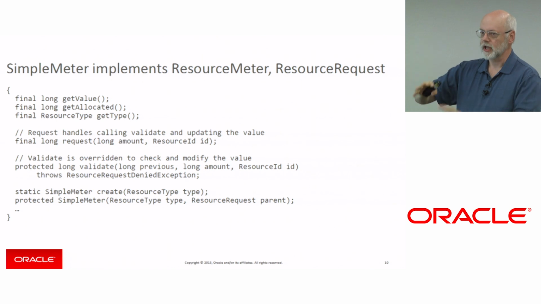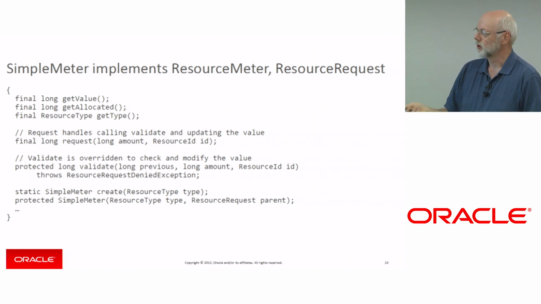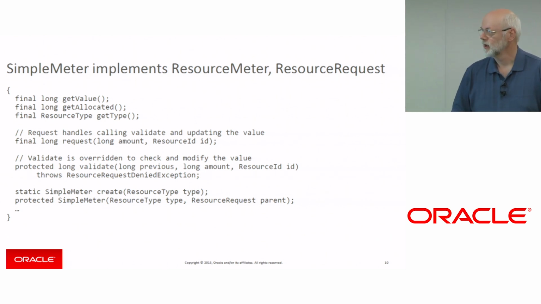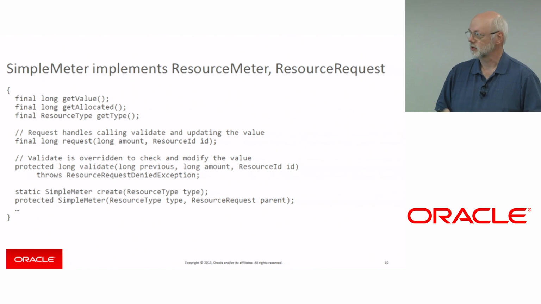The part of actually counting is fairly fixed in the infrastructure, so the methods are final. But in order to allow modifications in different behaviors from the meter, this validate method can be overridden. It's passed the previous amount, the amount that's being requested, and the resource ID, and the subclasses use that to modify the behavior of the meter. So this is extensible if you have some other clever behavior of the meter that you'd like to add.